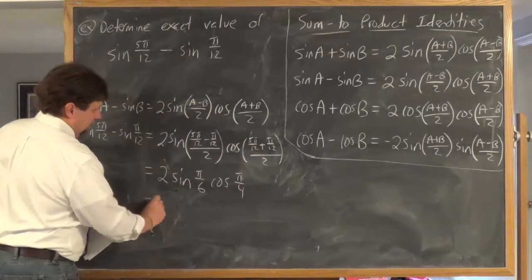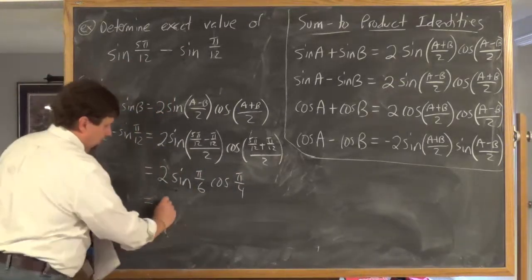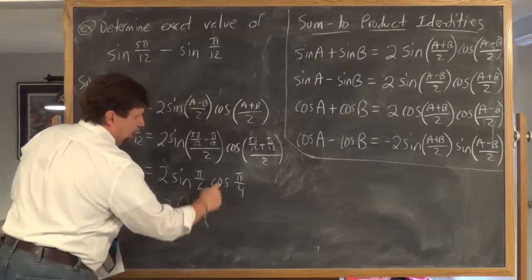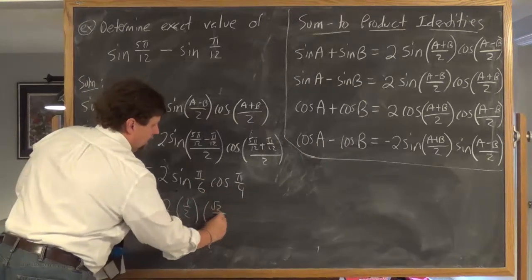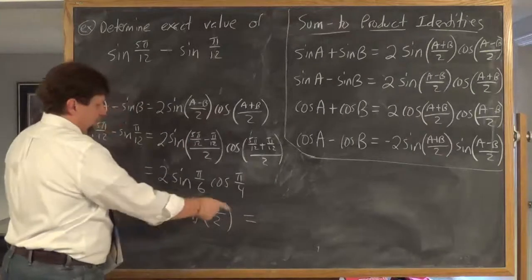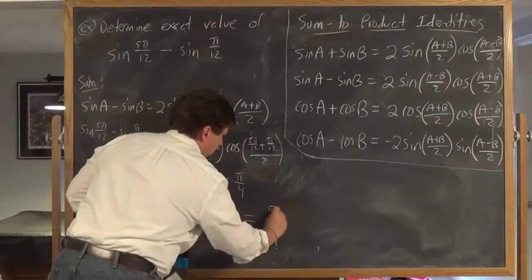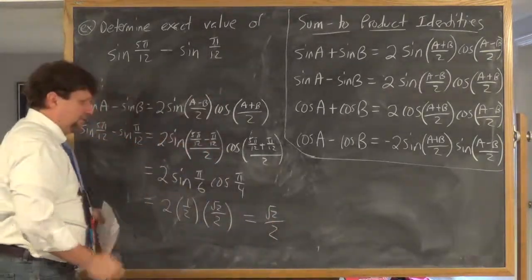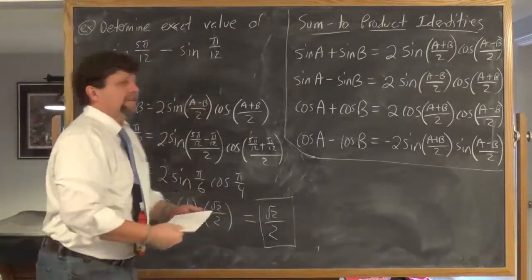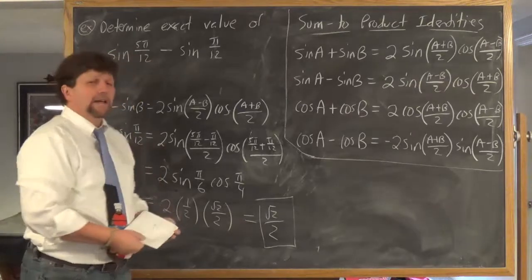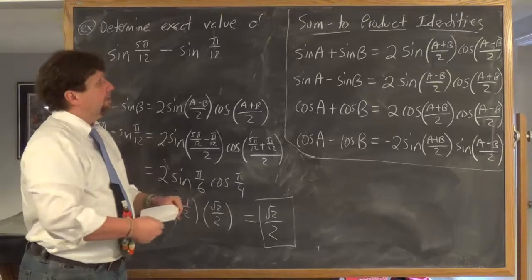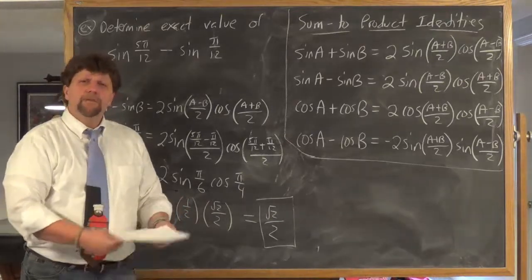And now it comes right back to the unit circle. The sine of pi over 6 is 1/2. The cosine of pi over 4 is square root 2 over 2. And if we multiply all this together, we get square root 2 over 2 as being the exact value of sine 5 pi over 12 minus sine pi over 12. And that's it for product to sum identities and sum to product identities.